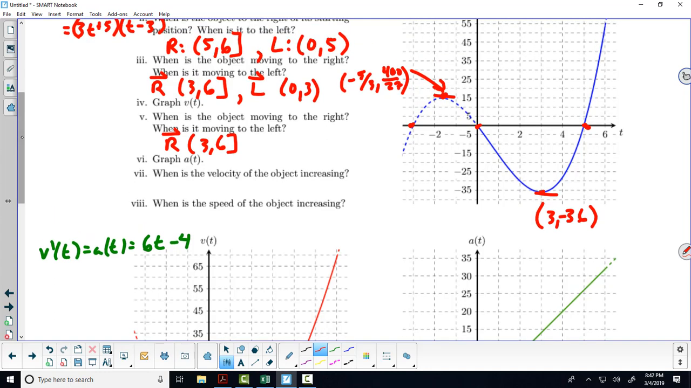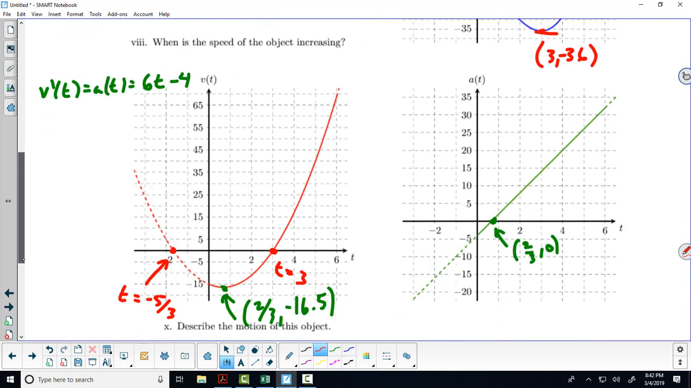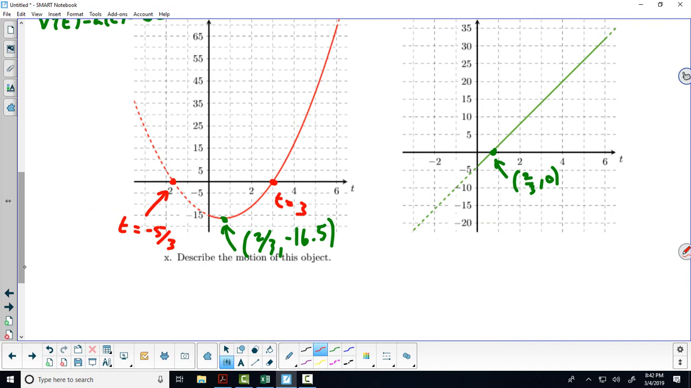If I was looking at the original function, I would say, where is the function increasing? And this function is increasing from 3 to 6. If I was looking at the derivative, I wouldn't ask where is it increasing, I'd ask where is it positive. I'm getting a couple questions.